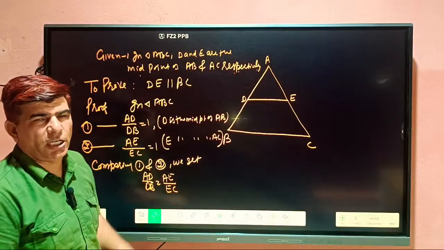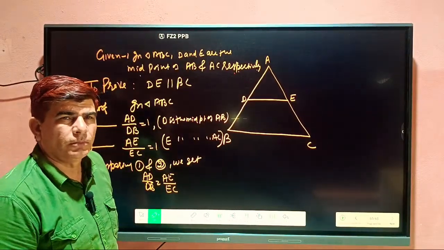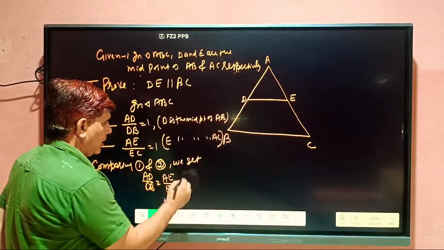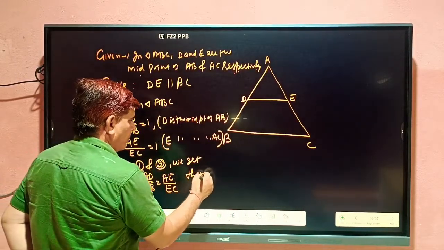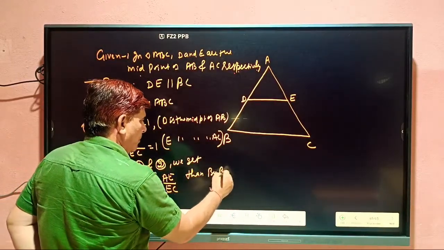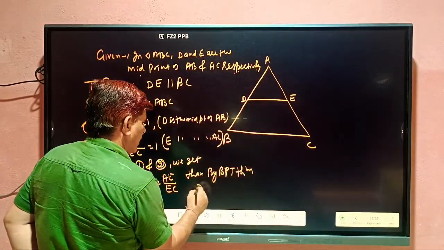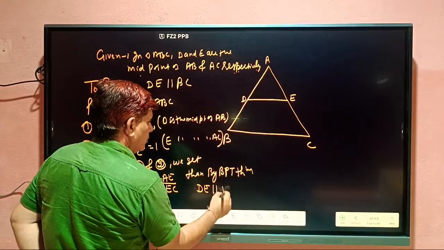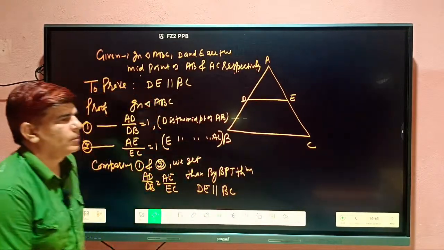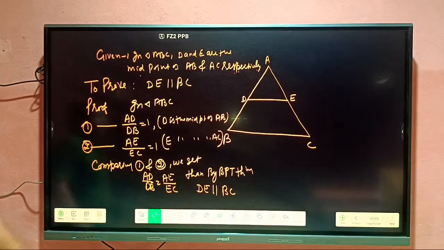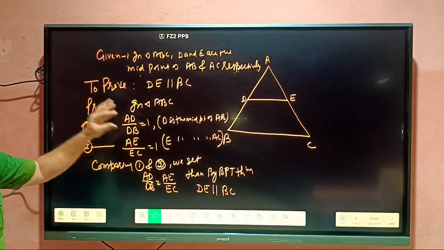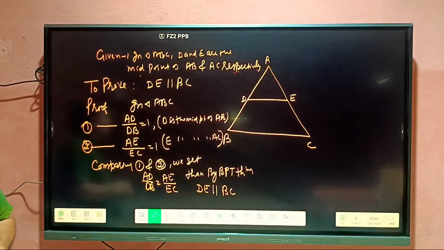If sides are in the same ratio, then by BPT theorem, DE is parallel to BC. So this is the use of BPT theorem in that theorem. This is the proof of it.